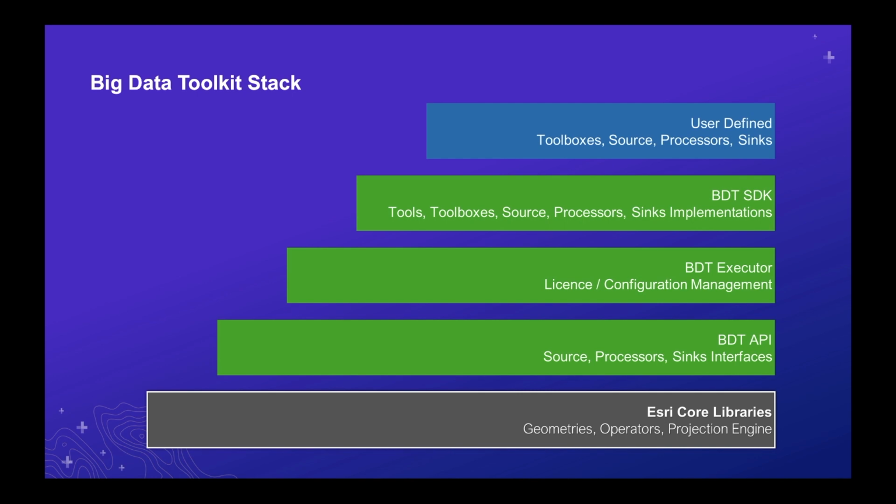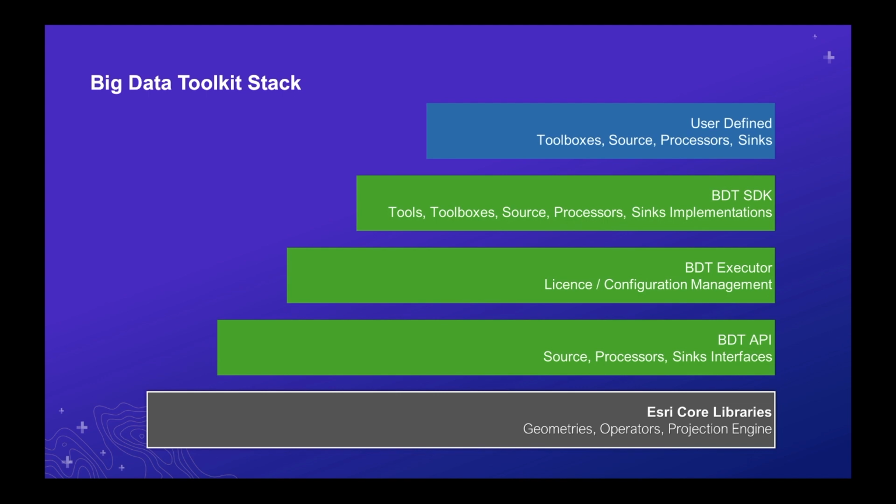So what's in the Big Data Toolkit? Big Data Toolkit uses Esri core geometry library in order to perform various spatial operations. That library comes with the projection engine so that you can project from one coordinate system to another on the fly. It comes with API and SDK that are written in Scala.